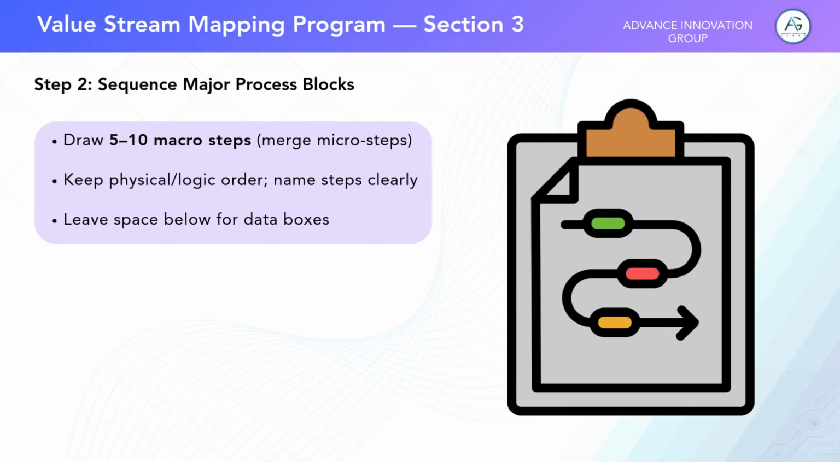Step 2 is to sequence the major process blocks. Start by drawing 5 to 10 macro steps. These represent key process stages, and you can merge smaller micro steps into them. Keep the logical and physical order of the process and make sure each step is clearly named. Also, leave space below each process box for adding data boxes later, where you'll capture performance details like cycle time, uptime, and first pass yield.